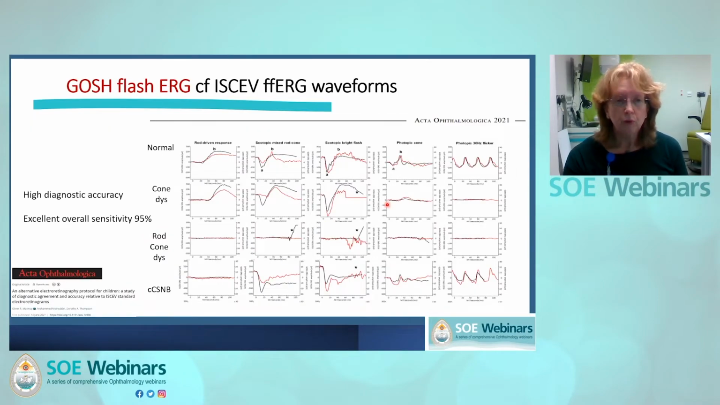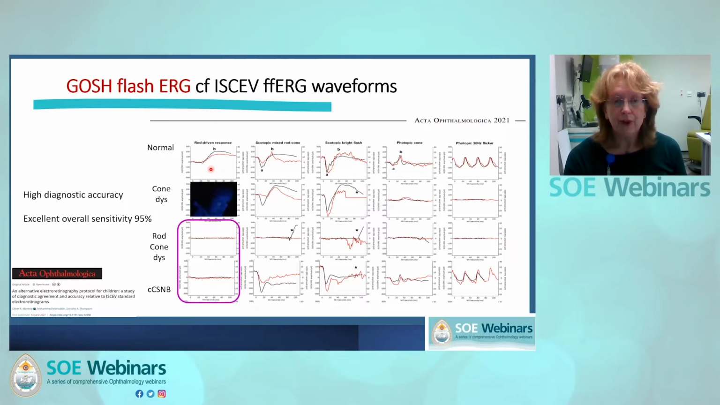Last year, we thought that we'd formally look at the diagnostic accuracy of our technique. And I'll just show you here in normal data across the top, plotted for the GOSH protocol in red and the ISCEV ERGs in black.